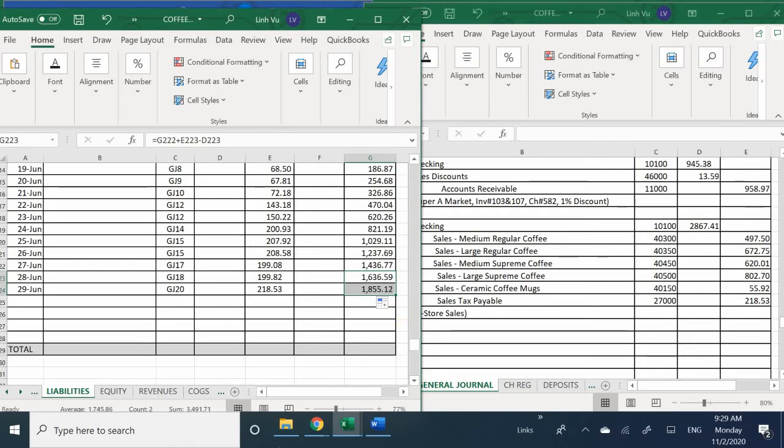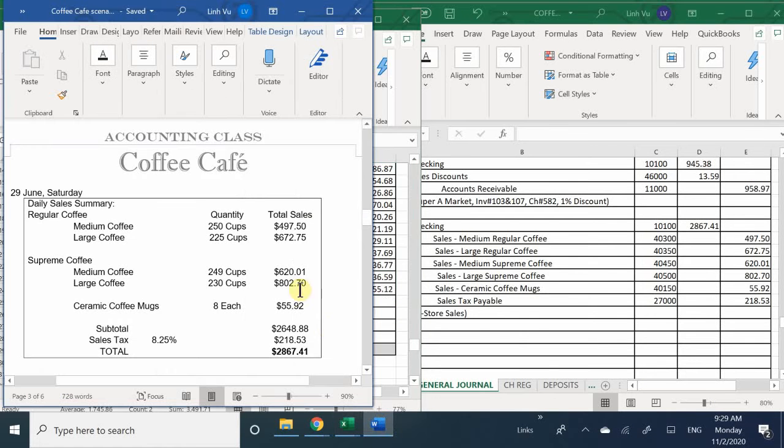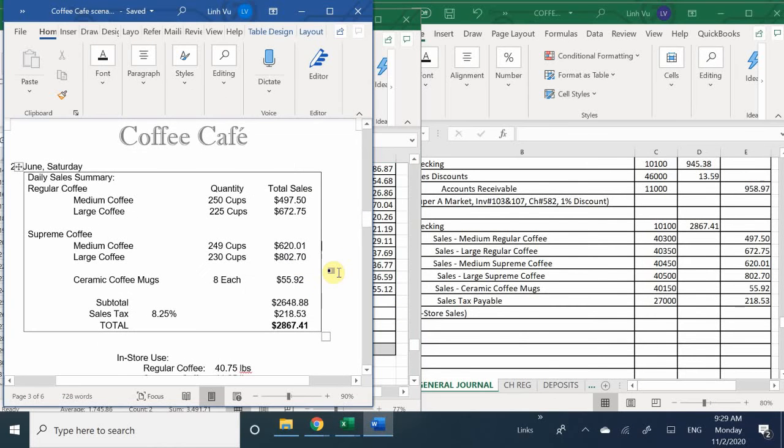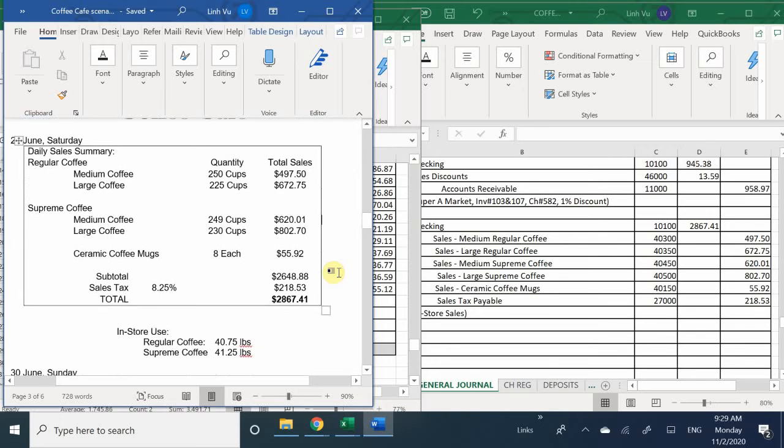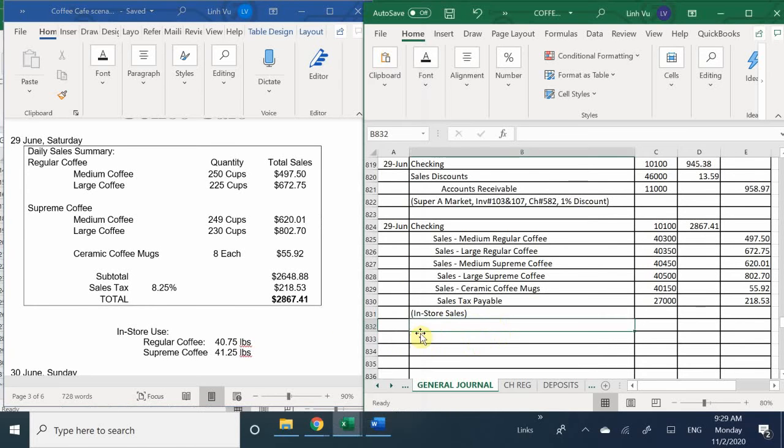What's next is that we go back to the scenario. Okay. All right. So how many did we use in the store? 40.75 pounds for regular and 41.25 pounds for supreme. All right. So where do we need to go? We need to go to the general. Let's set up the general journal for COGS. Okay.